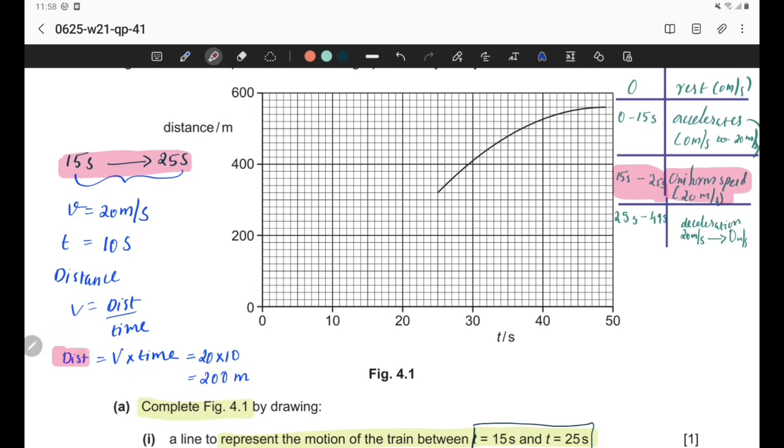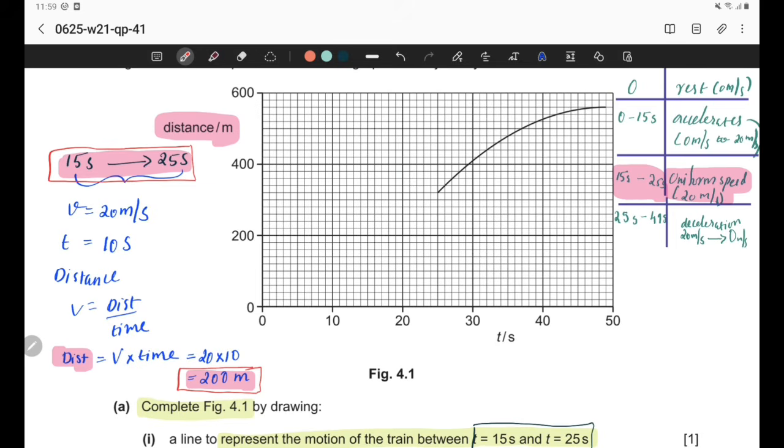Why do we have to calculate the distance? Because look at the graph in figure 4.1 on the y-axis. It's given the values of distance. So in order to plot this graph, we should know the distance traveled by the train. So now we can understand that during 15 to 25 seconds, the train has traveled a distance of 200 meter.